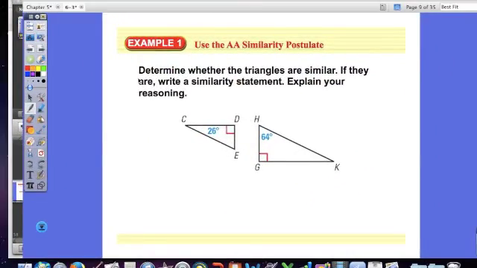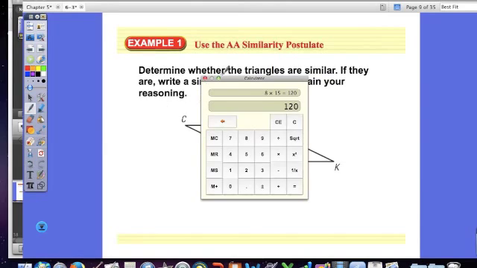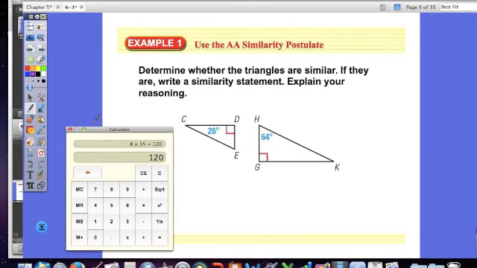So now we're going to determine whether the triangles are similar. If they are, write a similarity statement and explain your reasoning. Here we go. Determine whether the triangles are similar, and if they are, write a similarity statement and explain your reasoning.